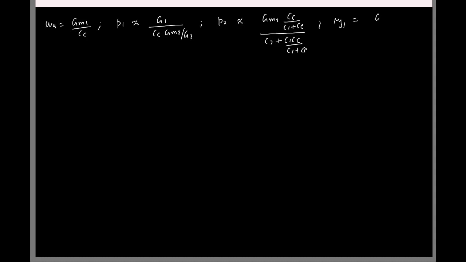The zero was at GM2 by CC. Okay, so I'm trying to find the phase margin. So what do I do next? I found the unity gain frequency. What should I do next? I should find the phase at that unity gain frequency. So what is the phase?